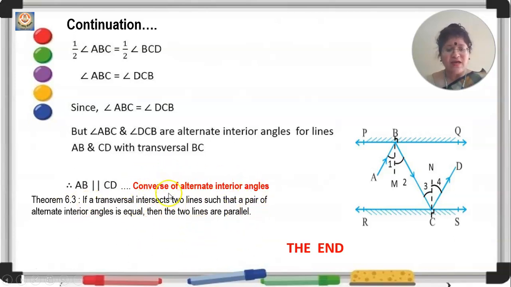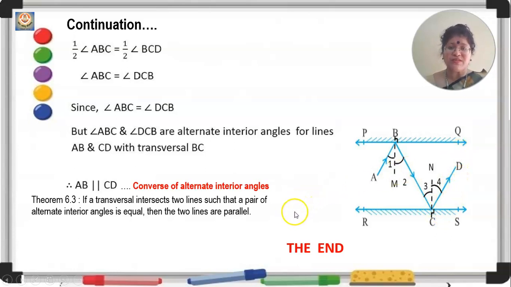So this is the reason, and this statement is nothing but the converse of alternate interior angles. If you go through the earlier video lessons, you will understand what is the meaning of converse of alternate interior angles. Converse of alternate interior angle states that when a transversal intersects two lines, and if a pair of alternate angles are congruent, yes, see, they are congruent and they are alternate, then what happens to those lines? Those lines will be parallel. So AB will be parallel to CD.